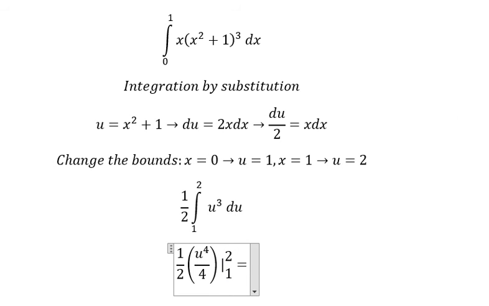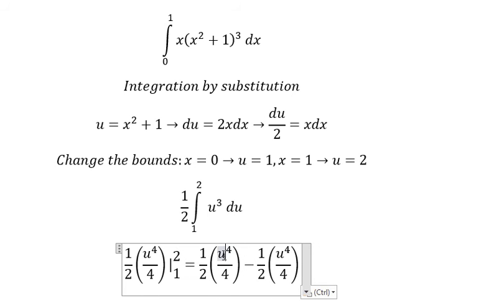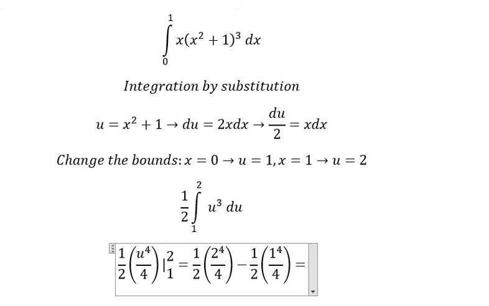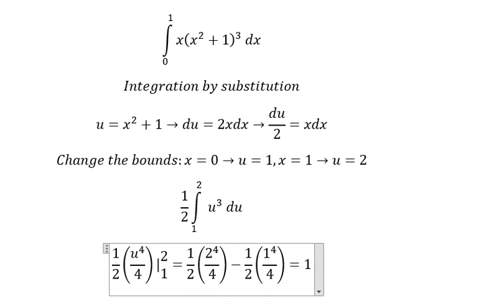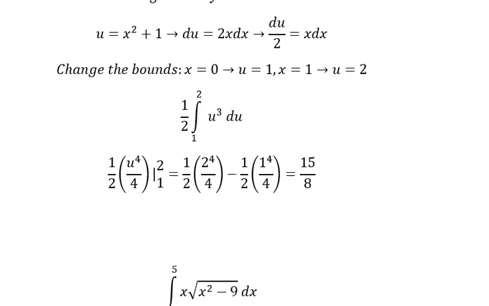And now we have the final answer. So I will put number 2 in here and number 1 in here. And then we have 15 over 8. And this is the final answer. Now let's go to the next one.